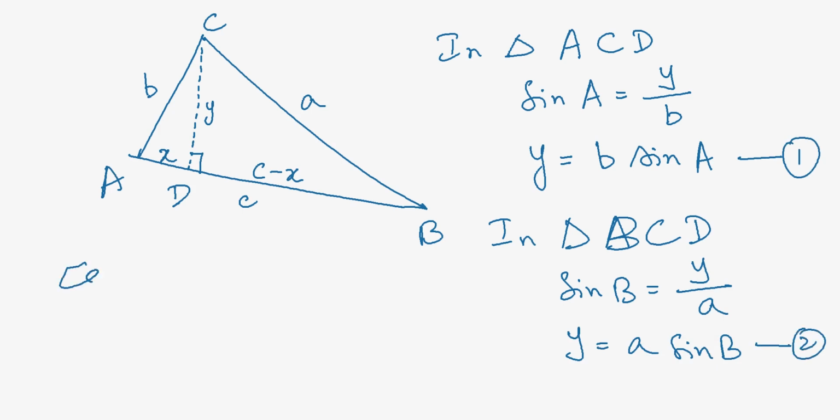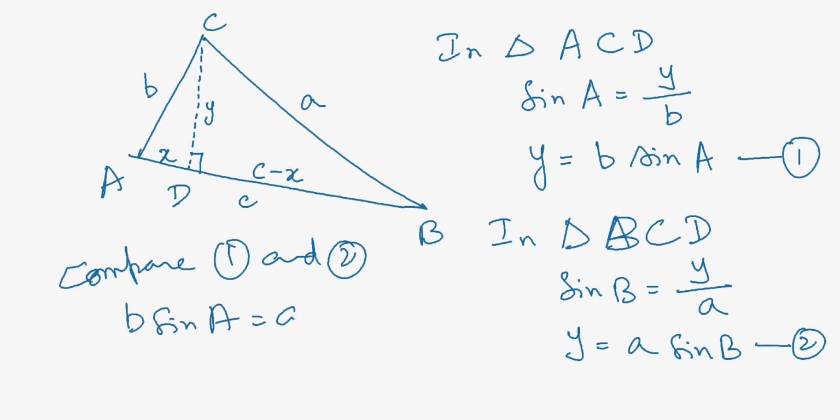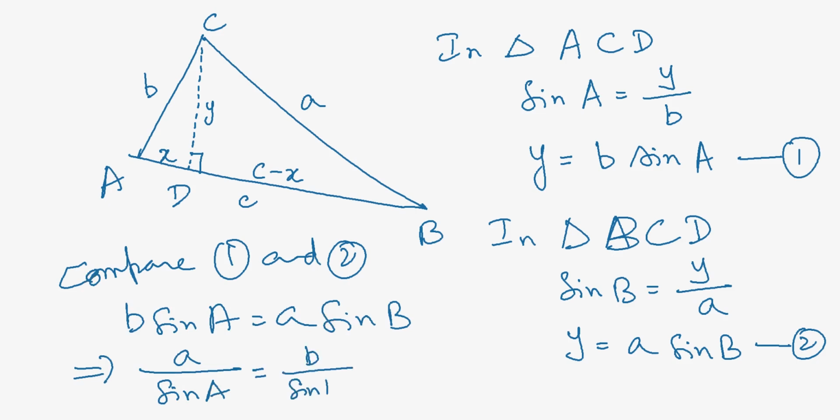Comparing 1 and 2, both are y. So b sine A should be equal to a sine B. It is written in a particular form: divide both sides by sine A sine B, and a over sine A will be equal to b over sine B. This is called the sine rule.